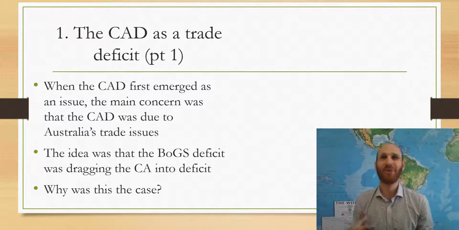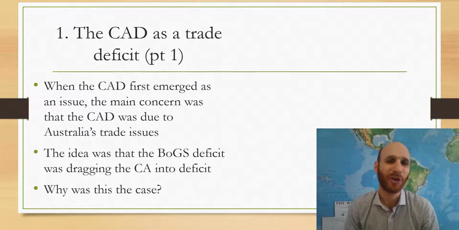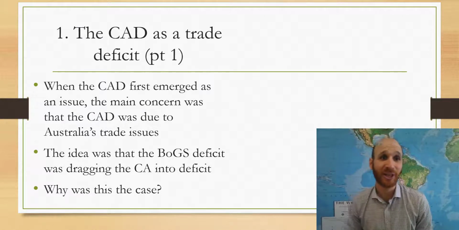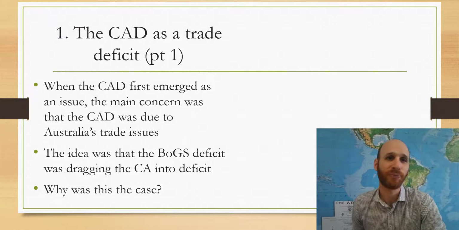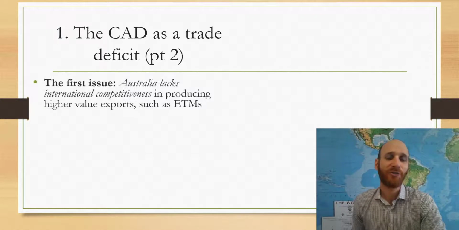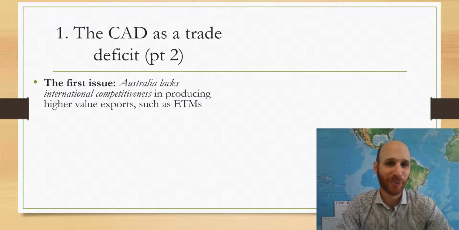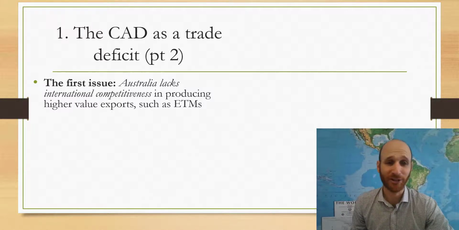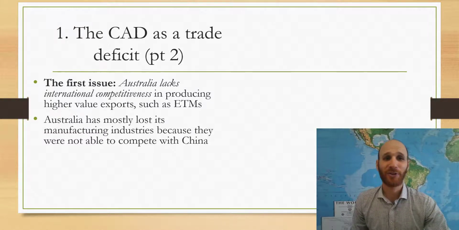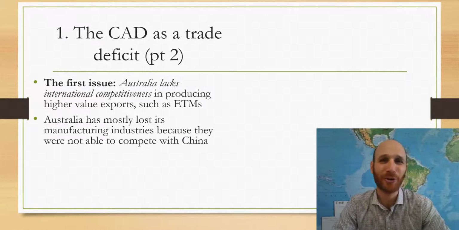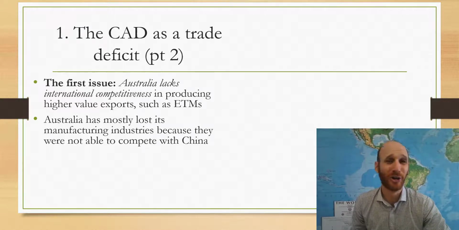And then we think, well, okay, why were people thinking this? Why were there risks to Australia's external stability because of trade issues? The first issue is that Australia lacks international competitiveness in producing higher value exports, such as elaborately transformed manufactures. So Australia has mostly lost its key manufacturing industries because they could not compete with China. That was just not possible.